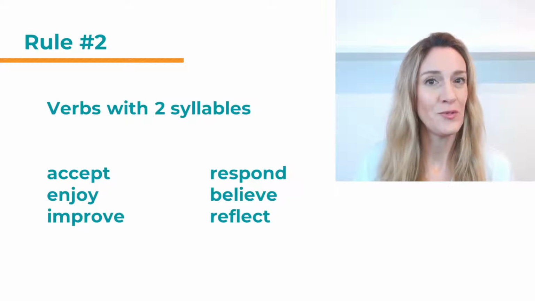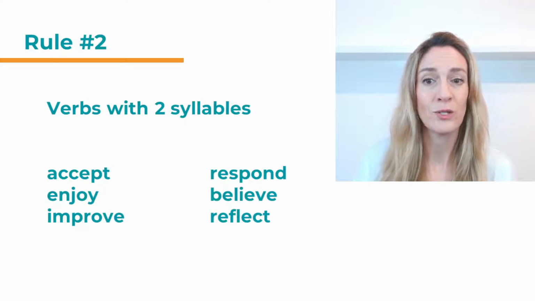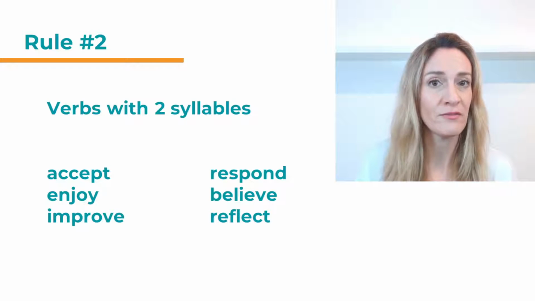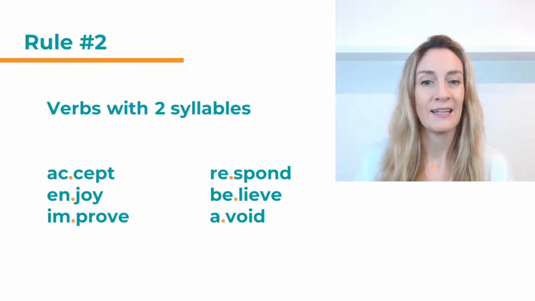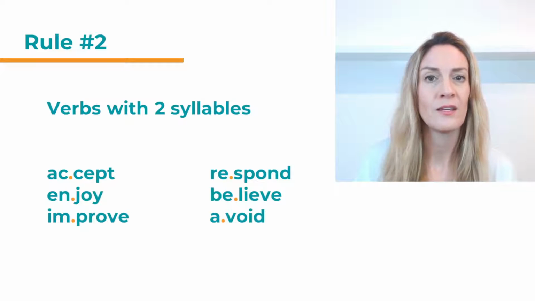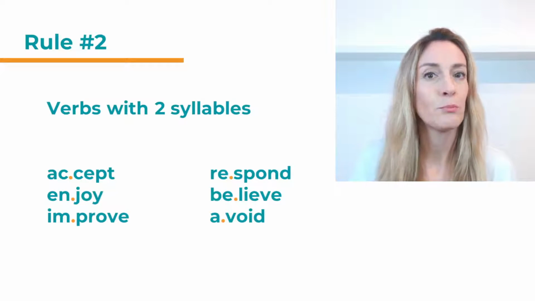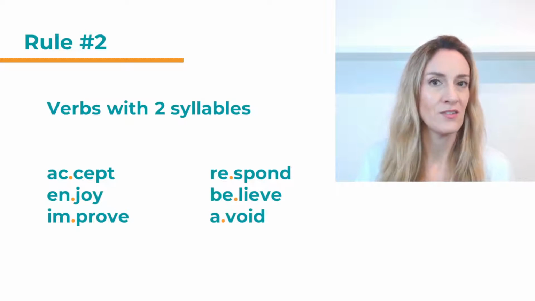Verbs with 2 syllables. So again, these are words with 2 syllables, just like the nouns and adjectives before. Have a look, I've written down several verbs for you. And again, I will show you here the syllable boundary. Now let's listen again to the pronunciation so you can tell me where the stress is.